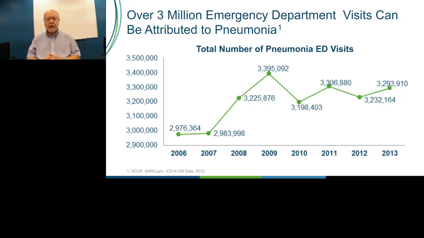I mentioned that over 1 million patients are hospitalized. Here you can see increasing numbers of visits to the emergency department. In England, we'd call it the casualty department, but now almost 3.3 million people will go to the emergency room because of pneumonia. That's a lot of hospital visits, potentially could be avoided.